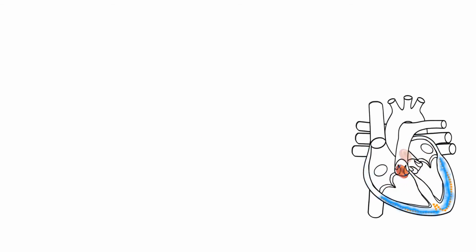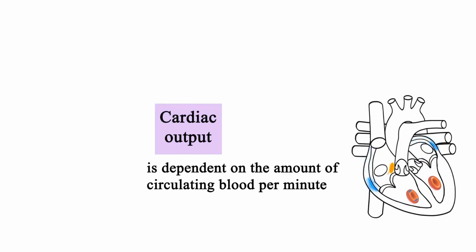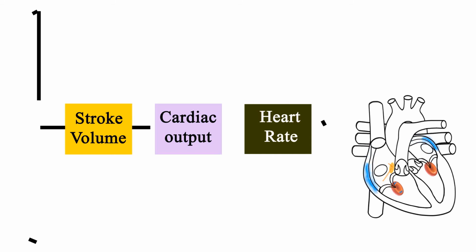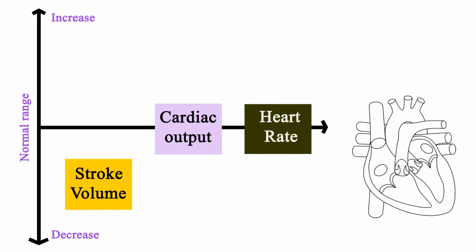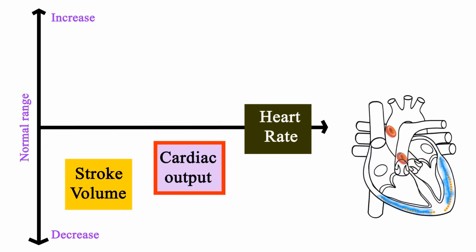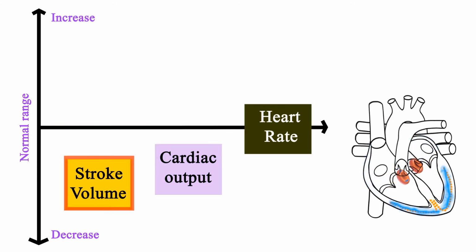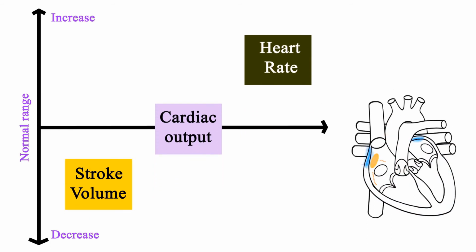To understand this concept, remember that cardiac output is dependent on the amount of circulating blood per minute. To meet this demand for blood flow, both stroke volume and heart rate contribute to ensuring cardiac output. If stroke volume is decreased, the amount of blood ejected from the heart per beat is decreased. In order to maintain cardiac output, more beats will be needed in 1 minute to circulate the same amount of blood. As a result of stroke volume decreasing, heart rate must increase to maintain cardiac output.